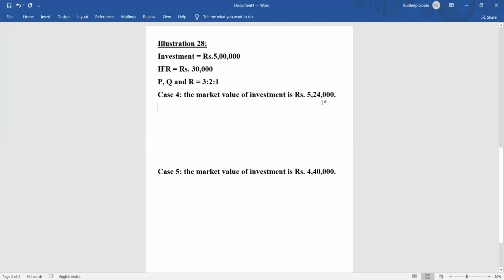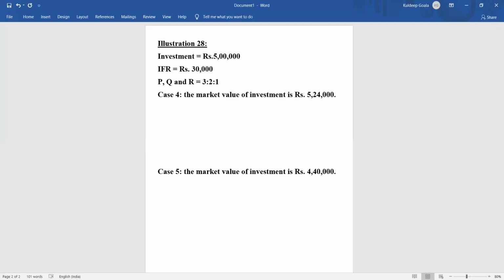Just see. First of all, we are going to show the profit. First of all, what is the profit here that we can show along with the transfer? I don't want to mix it, so I'll show you separately. That will be easy for you all to understand. So what is the value of increase? 24,000. So let's show the 24,000 first.